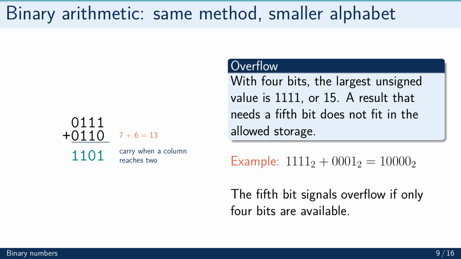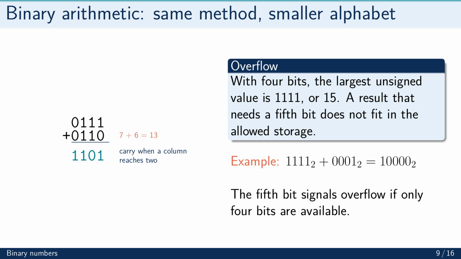Binary addition follows the same right-to-left process used in decimal addition, but the possible digit values are smaller. In the example, 0111 and 0110 represent 7 and 6. Starting at the right, we add each column and carry whenever the sum reaches 2. The result is 1101, which represents 13.